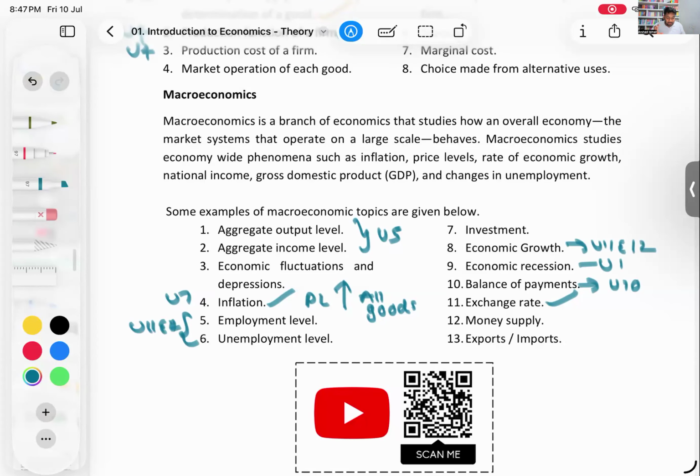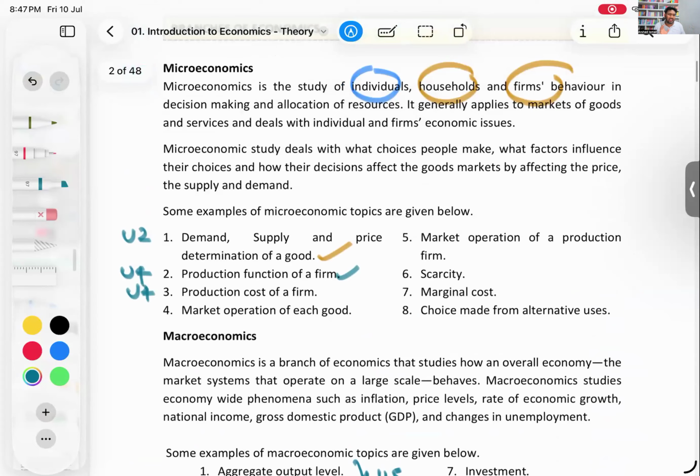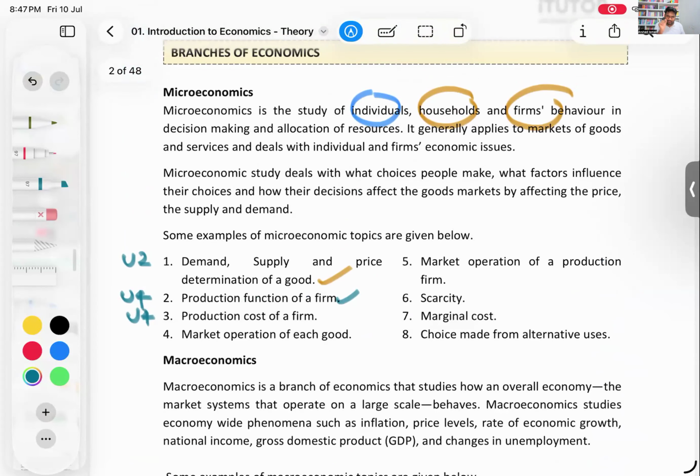So if you study about a small part of the economy, okay? If you study about how one person is making decisions, about the price of one good, about how one household, one individual, that is microeconomics. The cost of one firm, scarcity, what those are we will learn, right? The choices that one person makes, those are micro.